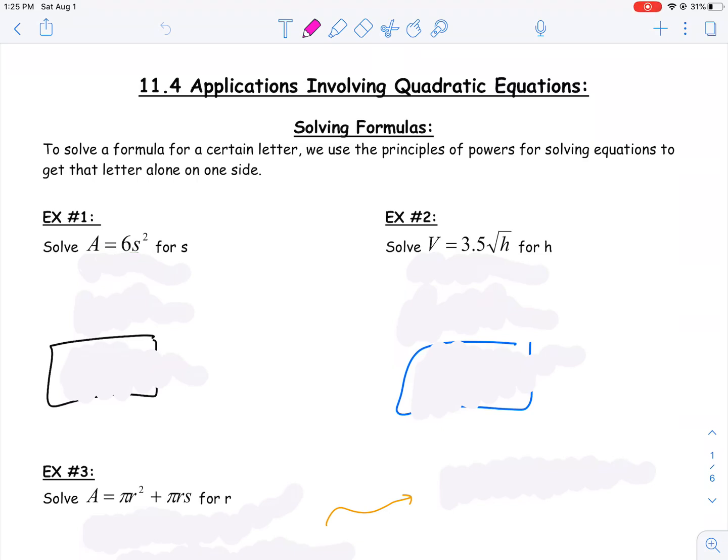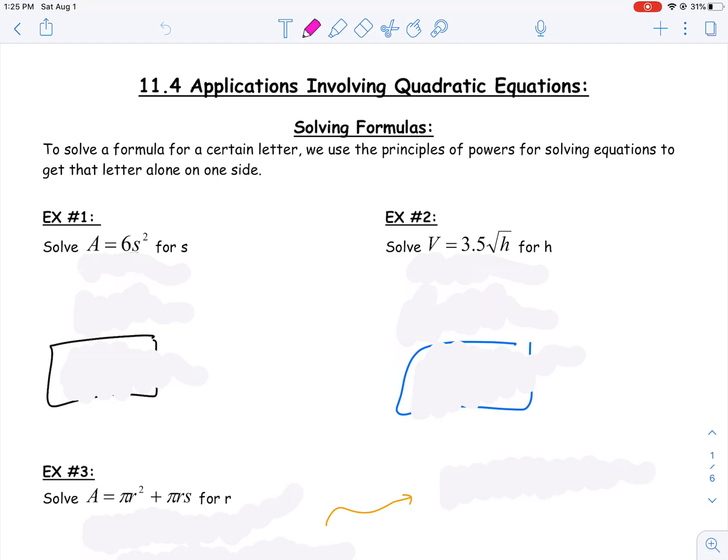All right, in 11.4, we're going to talk about applying our different techniques of solving quadratic equations with some application problems. We're going to talk about using the square root property, the principles of square roots, where we square root both sides in order to get rid of the square. We're going to talk about how we can use factoring, completing the square, and/or the quadratic formula to solve maybe some application problems.